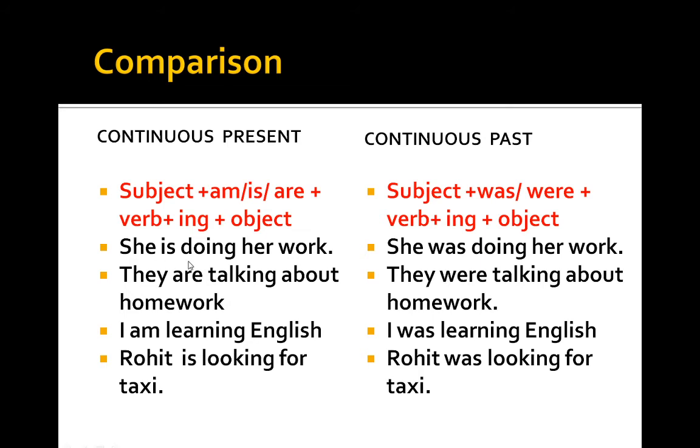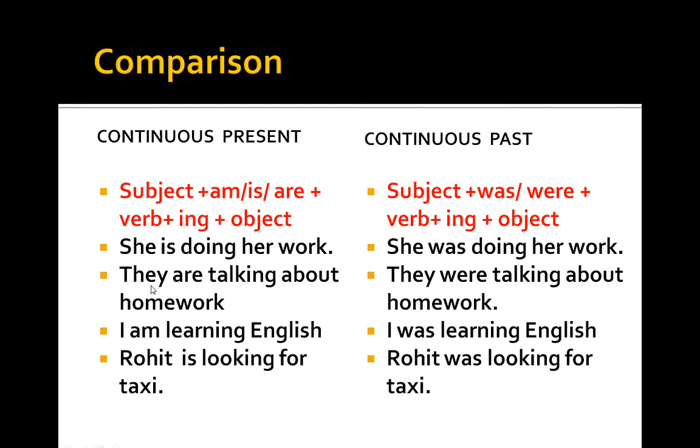Look at that. She is doing her homework. It means she is the subject. From am, is, are we have taken is, and the ing form of do is doing, and her homework is the object. So she is doing her homework, and when it turns into continuous past it will become she was doing her homework. Only the auxiliary verb changes.